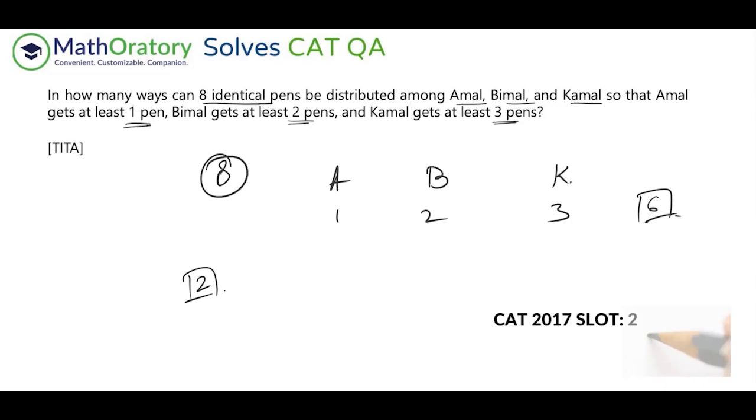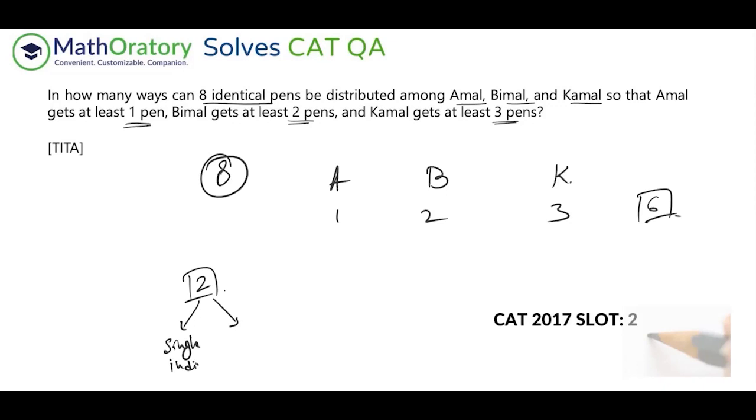Again, they are identical pens. It doesn't matter which pen goes to which individual, but the number of pens that goes does. So essentially, these two pens can be distributed in two broadly different ways. One is to a single individual.